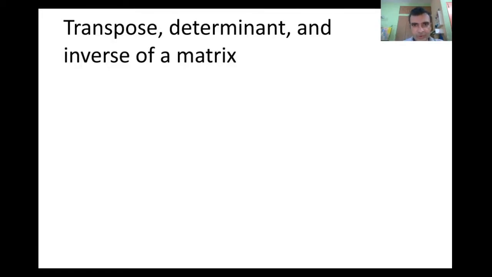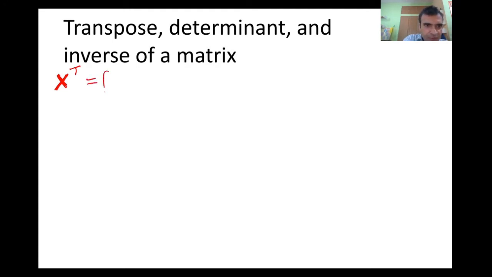Now let's talk about some operations on matrices and properties of matrices. So let's first talk about transpose. Let's say you have a matrix X and it has the usual notation x11, x12, etc. in the first row. If I want to define its transpose, then basically what I'm doing is exchanging the rows and columns of the matrix, right?